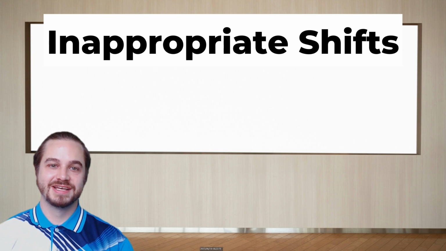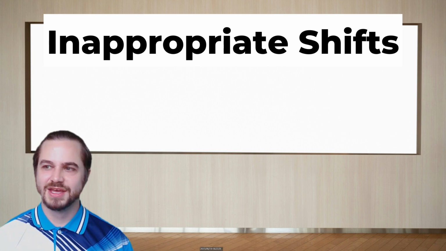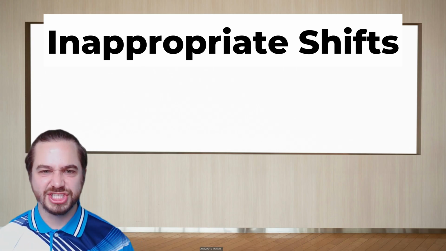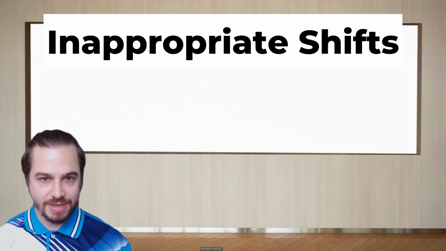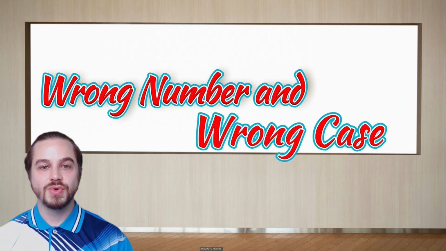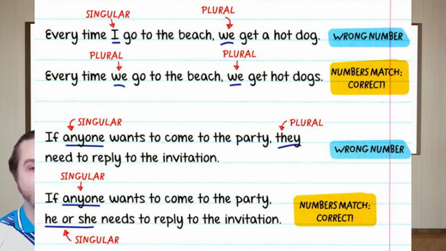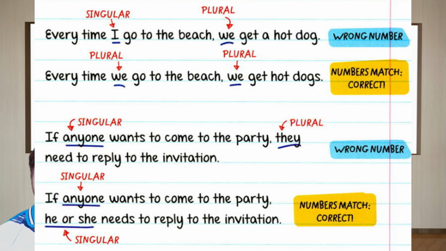Inappropriate shifts. Let's talk about some pitfalls that can make your sentences confusing. A common one is inappropriate shifts. There are really two inappropriate shifts: wrong number and wrong case. Wrong number means you are using a plural pronoun for a singular noun, or the opposite, a singular pronoun for a plural noun. Example: every time I go to the beach, we get a hot dog.